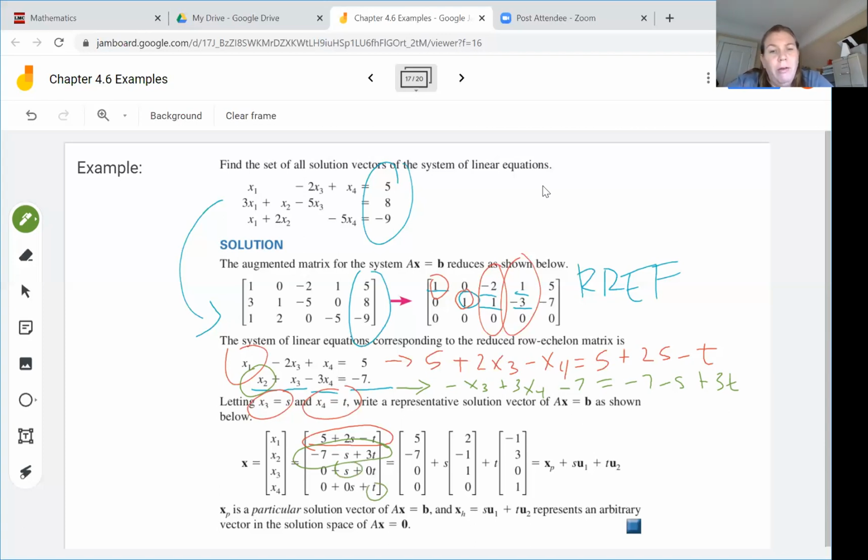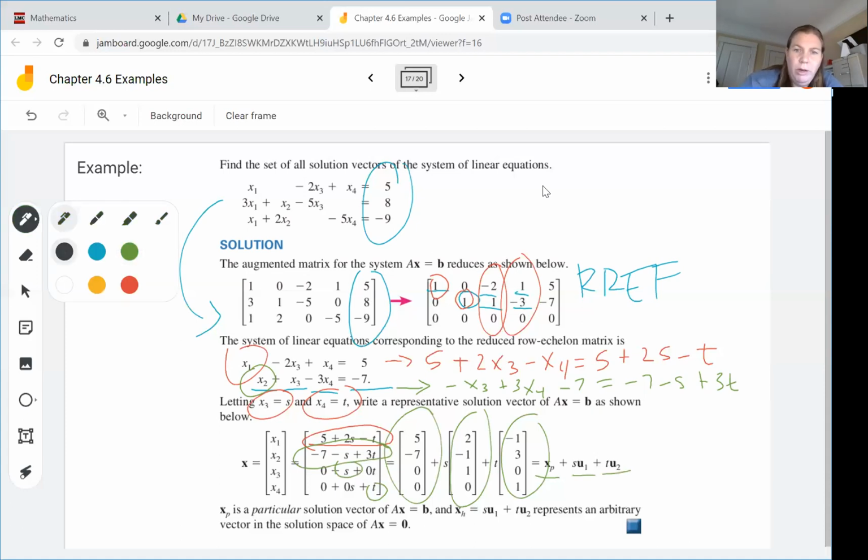If we separate this out into three vectors, we have a vector for the constants, a vector associated with s, and a vector associated with t, and each of these vectors just has the corresponding coefficients that go with s and t. So we can say our particular solution plus s times what we're going to call u1 and t times u2. Here u1 is this vector with s, and u2 is the vector with t, and this 5, -7, 0, 0 is our particular solution.